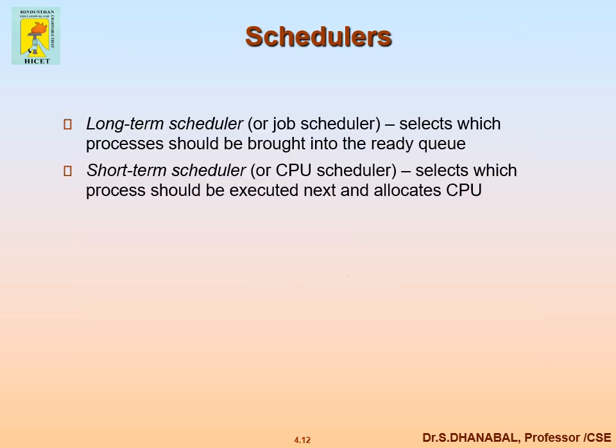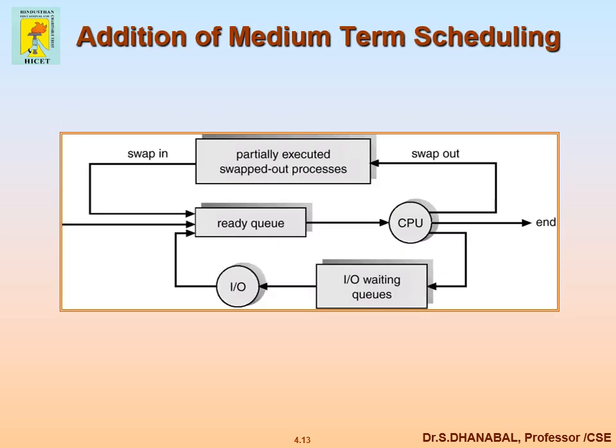So we have a long-term scheduler and short-term schedulers. The long-term scheduler selects the process that should be brought into the ready queue. A short-term scheduler, which is also called the CPU scheduler, selects which process should be executed next and allocates the CPU. We also have medium-term scheduling, where partially executed processes are swapped in and swapped out of the CPU.